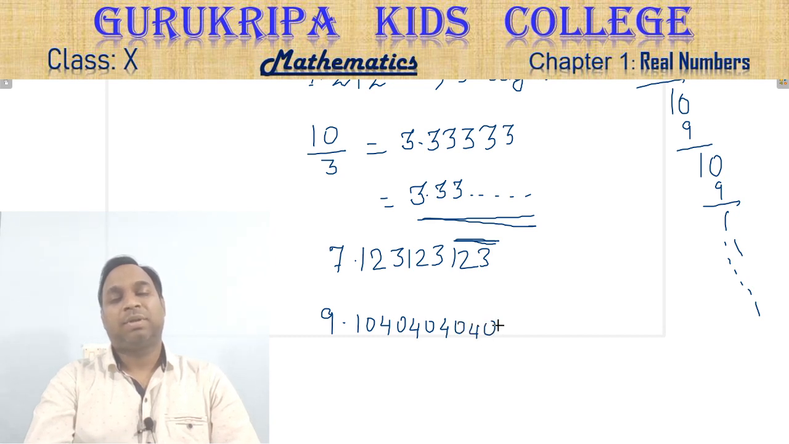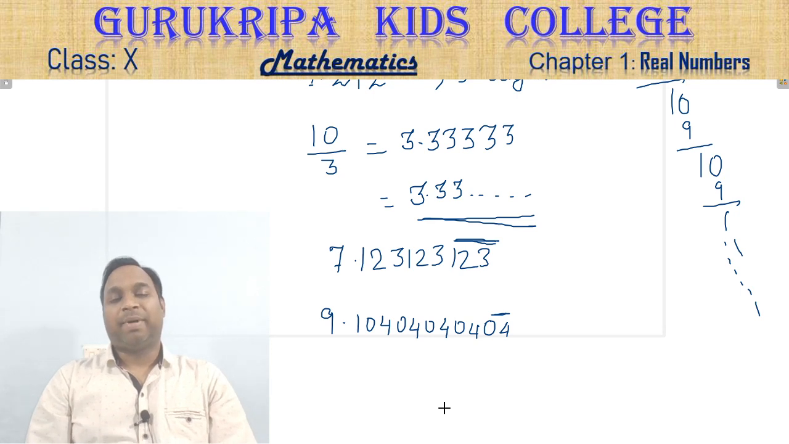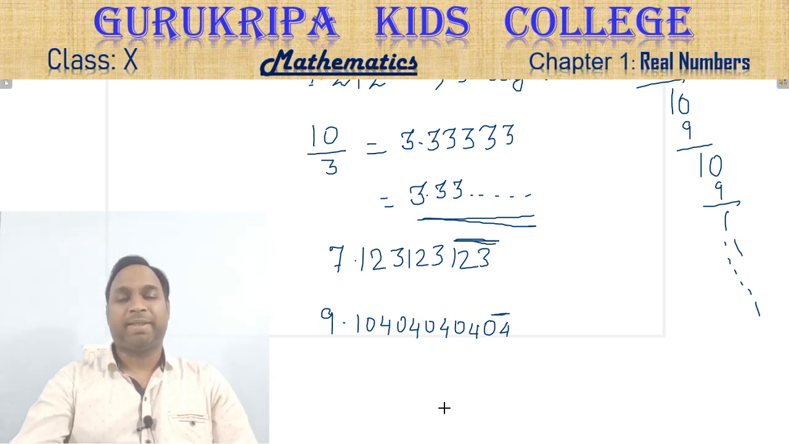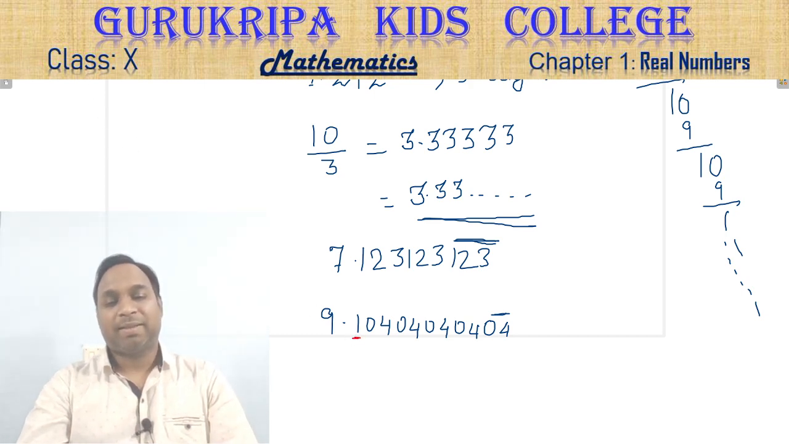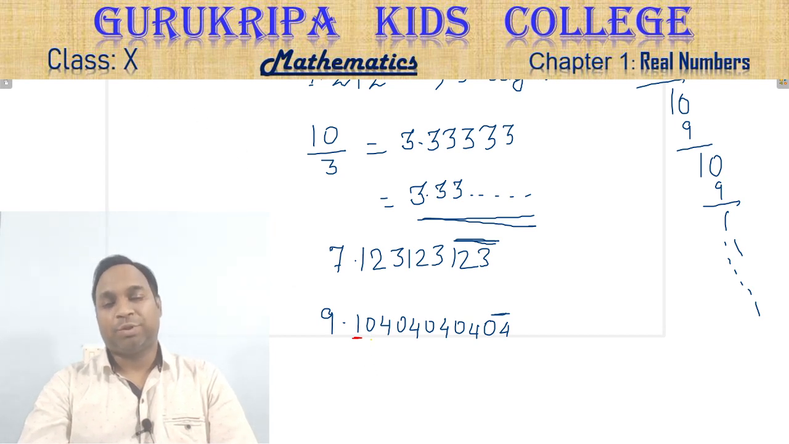9.10404040, like that. This 1 is not repeating, and after that 040404 is repeating. So you can put a bar on 04. Some part of the number after the decimal digits is not repeating. Here this 1 is not repeating. I'll just underline it. This 1 is not repeating and this yellow part 040404 is repeating forever, isn't it?